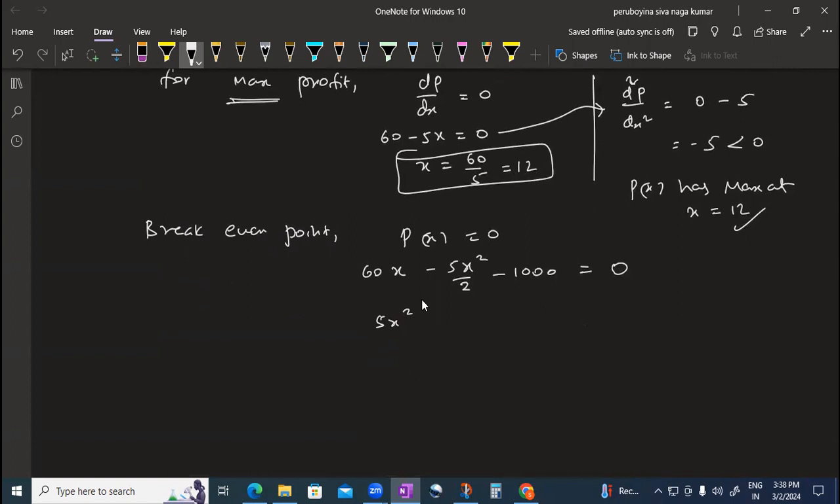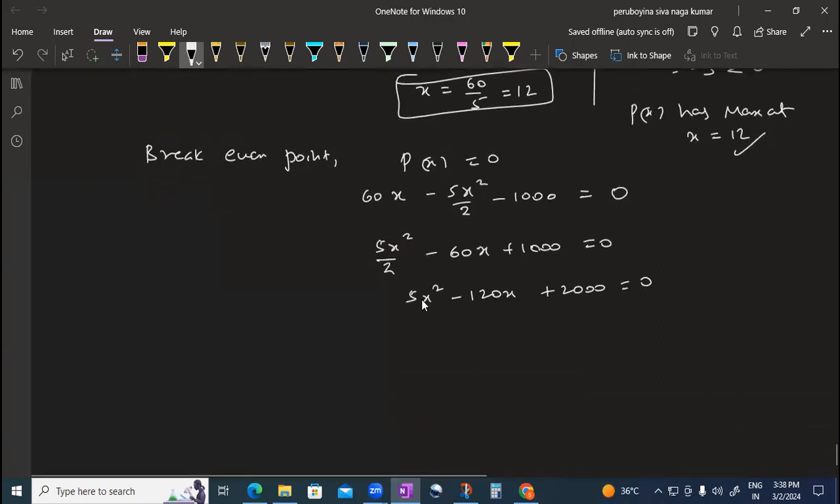Now, coming to this point, I'm taking the LCM, and with 5x square by 2, I'm writing 5x square, changing the sign first. Minus 60x plus 1000 is equal to 0. 5x square minus 120x plus 2000 is equal to 0. You can cancel 5: x square minus 24x plus 400 is equal to 0.